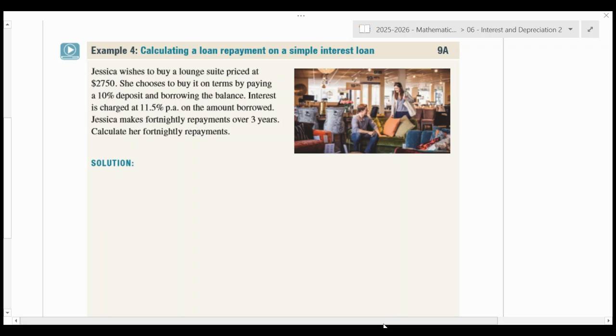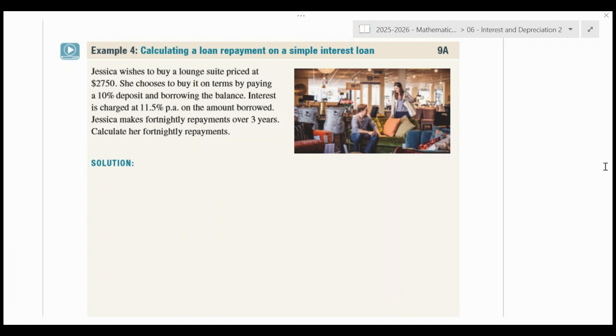Well, great. Calculating a loan repayment. So when we're doing that, we've got to work out how much they're actually going to be paying off, and then we'll work out how much they have to pay over a fortnight.